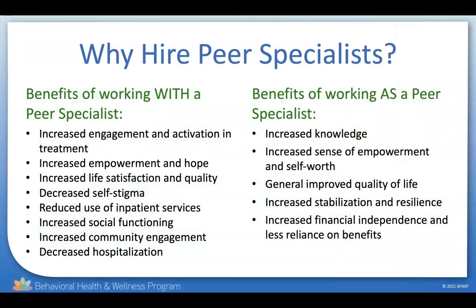So why hire peer specialists? Well, we do know from the scientific literature, in fact, that peer support programs are very effective. Research has demonstrated positive effects for both program participants, but also for the peer specialists themselves. In fact, peer specialists have been shown to be equally as effective as other healthcare providers at stabilizing clients, and perhaps are even more effective at engaging clients who may be mistrustful or not involved in the healthcare system. And that really is one of the fundamental keys of the peer specialist.